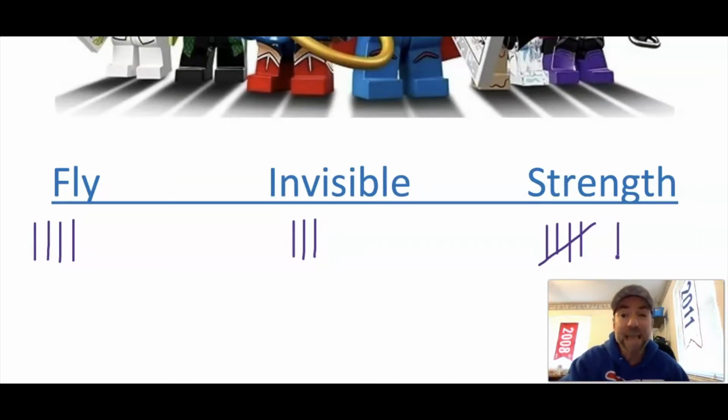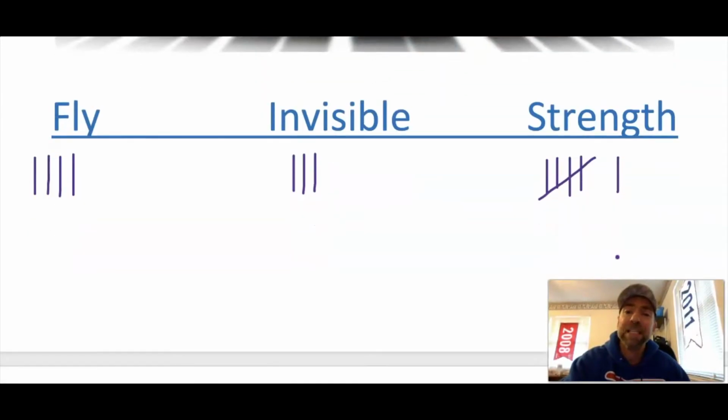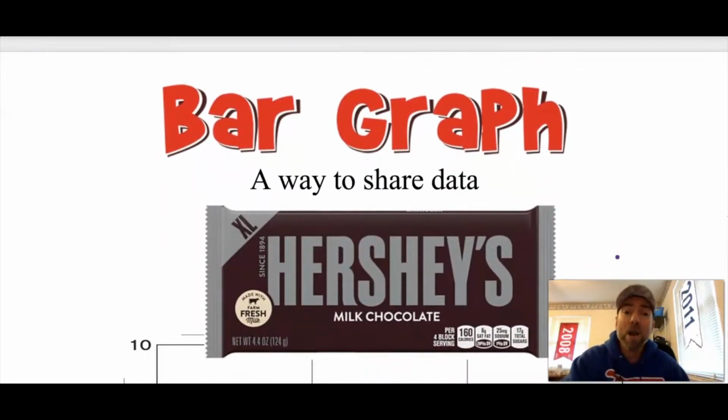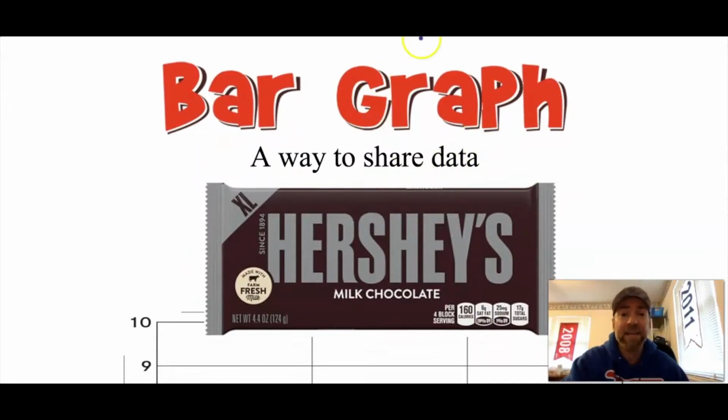Now, today, we're going to take that information from our tally chart and we're going to make a bar graph. So let me show you what a bar graph is. A bar graph is another way that we can share data. Just like we used a tally chart, we can use a bar graph.